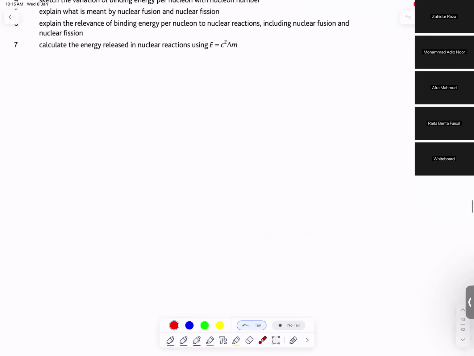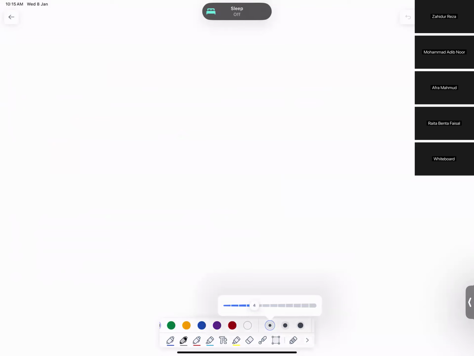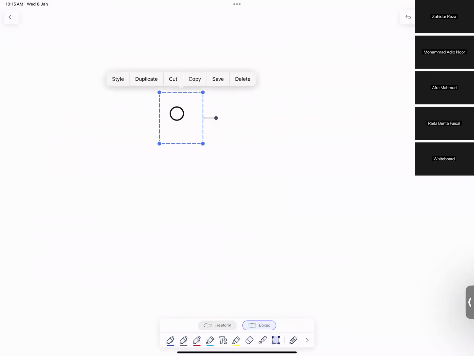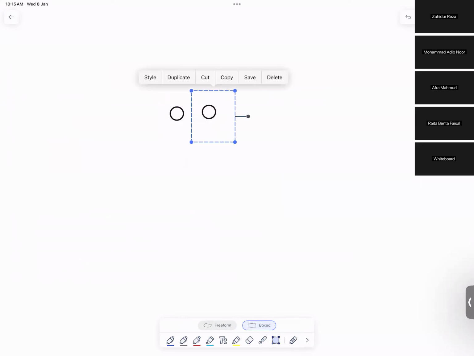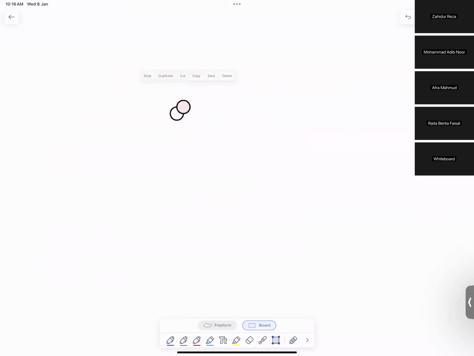This particular part of the topic deals with the stability of the nucleus. So let's start by understanding what the nucleus actually looks like and what's inside it. Your nucleus consists of protons and neutrons, as you know from before. So these are your protons and these are your neutrons.